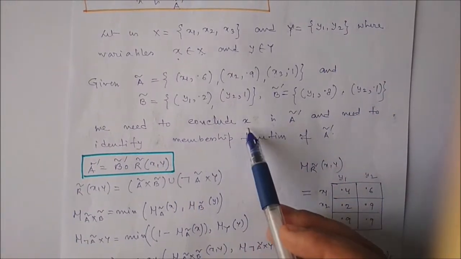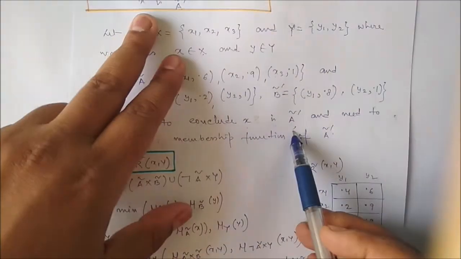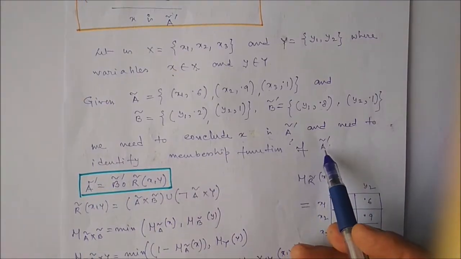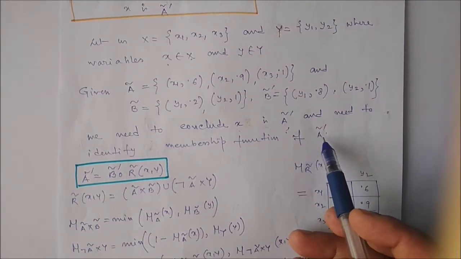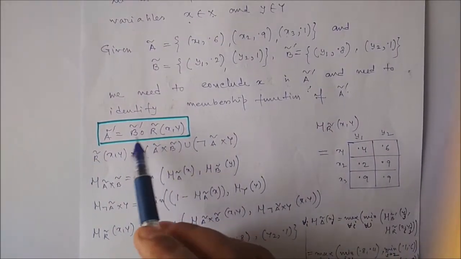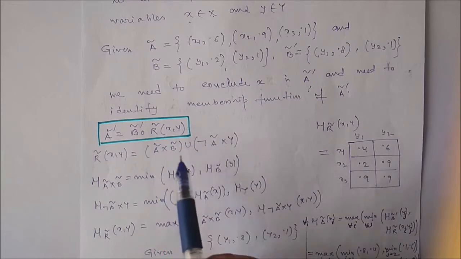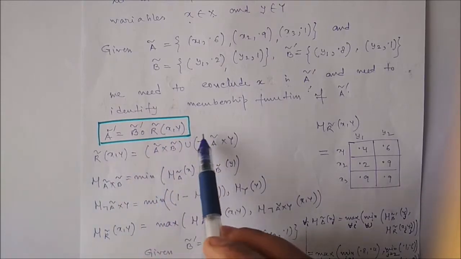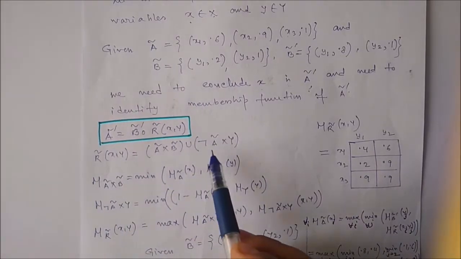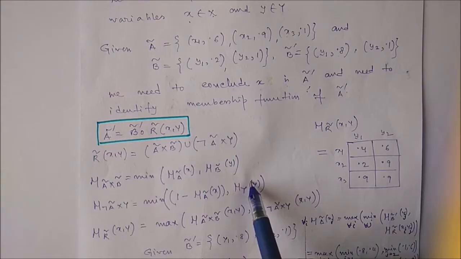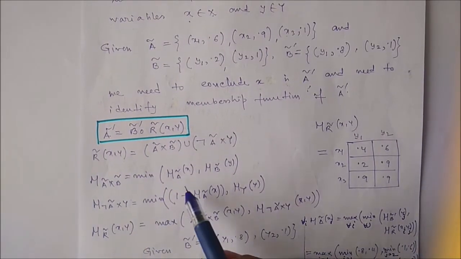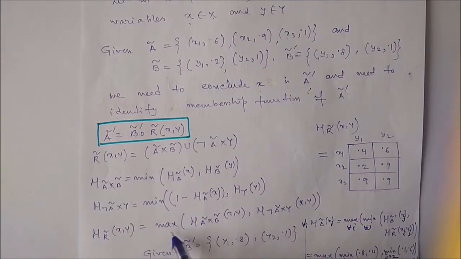Now we need to calculate x is A dash, and identify the membership function of A dash. So our goal is to identify the membership values of A dash. We have to apply this particular formula: A dash is equal to the composition between B dash and R. To get R we have to use this particular formula, to calculate A cross B, and to get the membership values we compare these two and take the maximum of that.